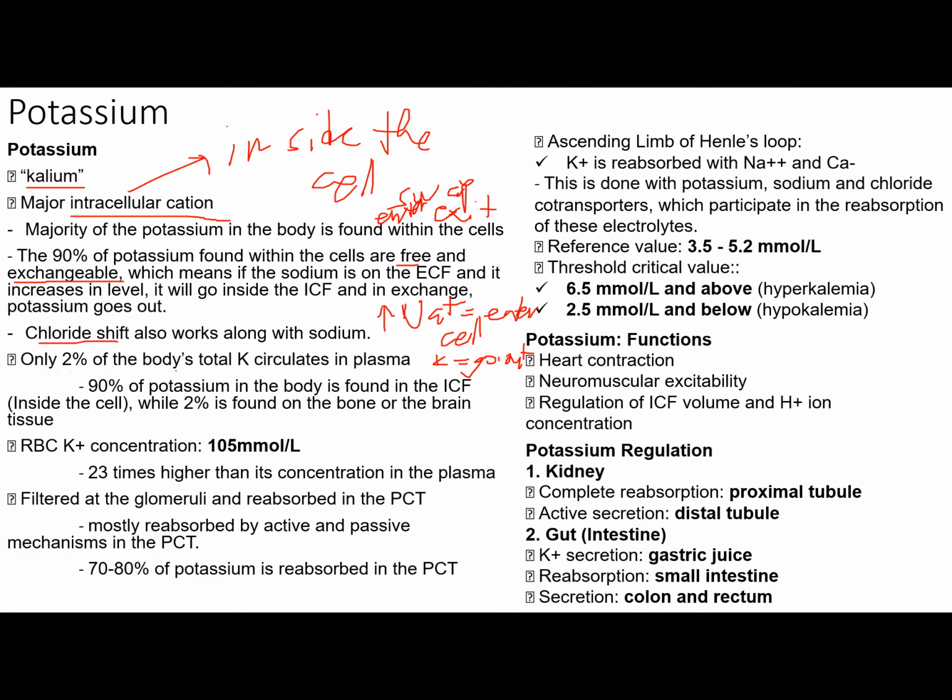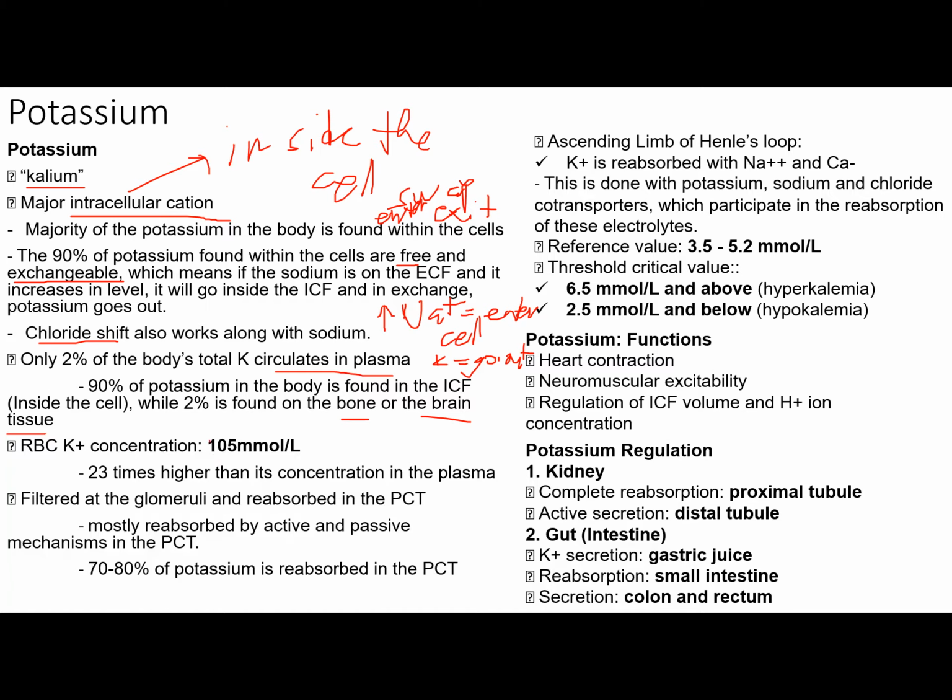Now, only 2% of the body's total potassium circulates in plasma. 90% is found inside the cells, while 2% only circulates in plasma. 90% of potassium in the body is found in the ICF, inside the cell. 2% is found in the bone or the brain tissue.